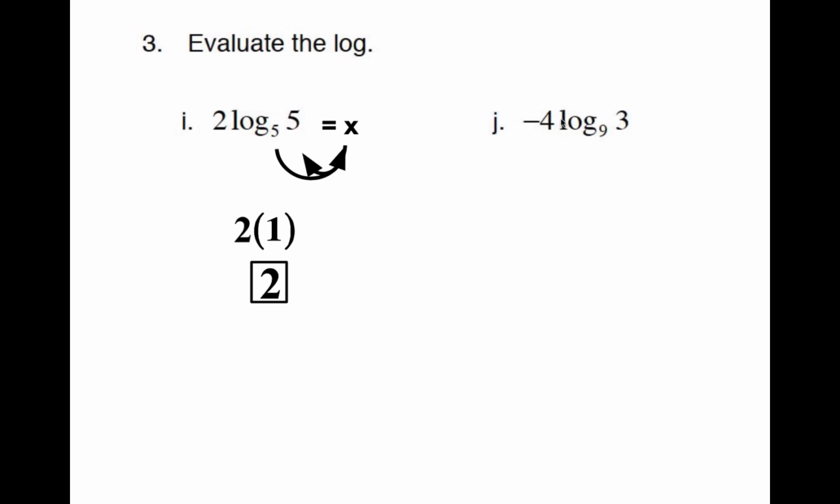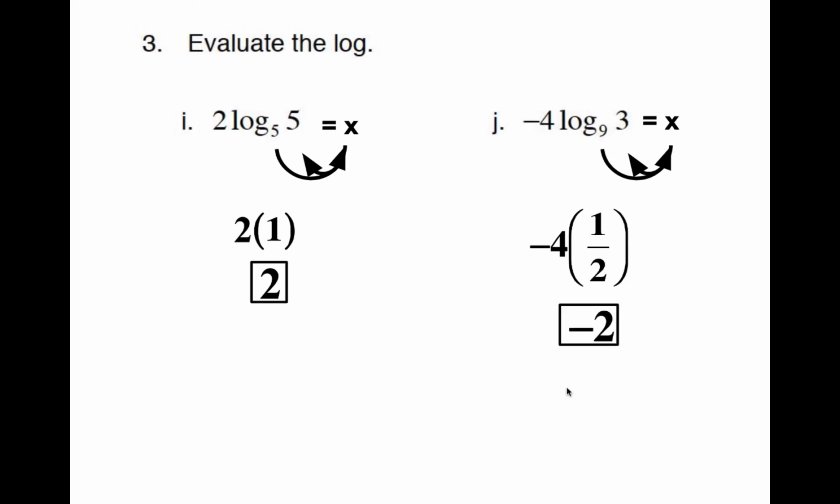Same thing over here. The negative 4 is going to drop down and get multiplied to whatever this is. So you have 9 to the x equals 3. Well, this isn't a fraction, so it's not a negative number that'll make this true. Instead, notice we took the square root of 9. And remember, the square root of 9 is the same as having an exponent of 1/2. So this is going to get you 1/2. So it's negative 4 times 1/2, which is negative 2.